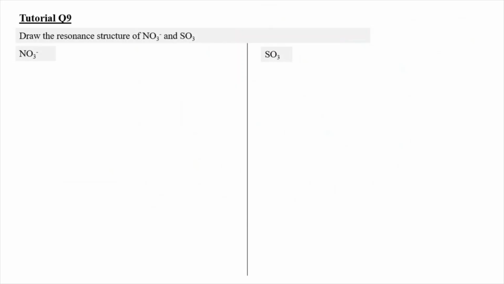Now we're going to move on to tutorial question 9, where we need to draw the resonance structures of NO3- as well as SO3. So as usual, we need to draw the Lewis structure first. For the nitrogen, it has 5 valence electrons, 3 oxygens means 3 times 6, which is 18, plus 1, because we receive 1 electron for the negative charge. So the total number of electrons that we're going to have is 24 electrons.